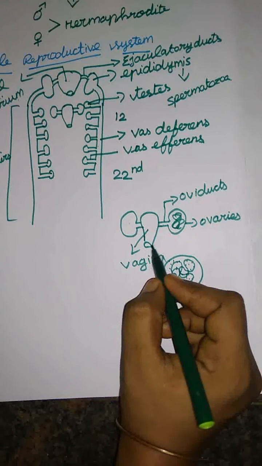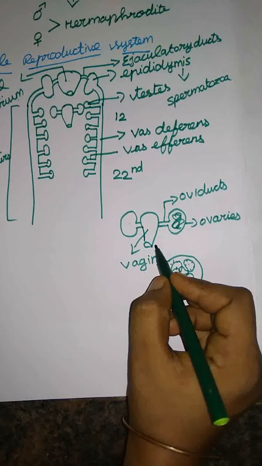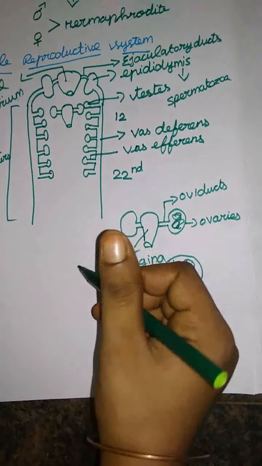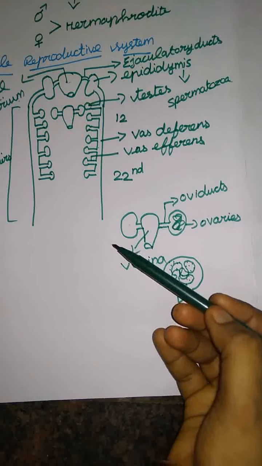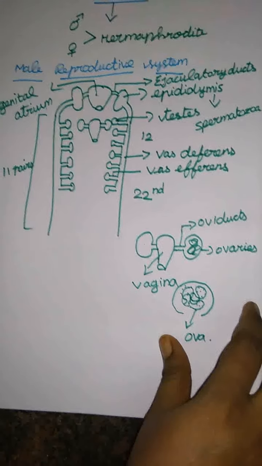They have a slit-like opening, that is the vulva. We already know that. Here they are present mid-ventrally in the body, on the mid-ventral side. They open at the 11th segment of the body wall. So that's it for the female reproductive system.